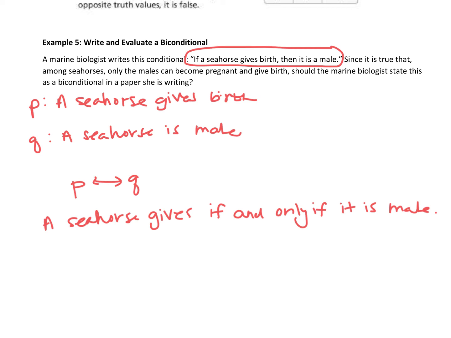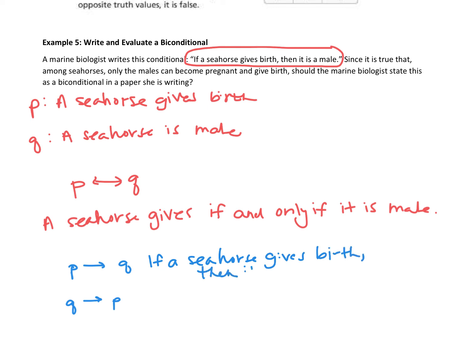All right. So let's think about this. What we want to do is look at two conditional statements. If P, then Q, and then if Q, then P. If these are both true statements, if they have the same truth value, then the biconditional will be true. So if P, then Q is what we started out with. If a seahorse gives birth, then it is male. Is this true? Because only males can give birth, if a seahorse gives birth, that does mean that it's male. So that is a true statement right there.